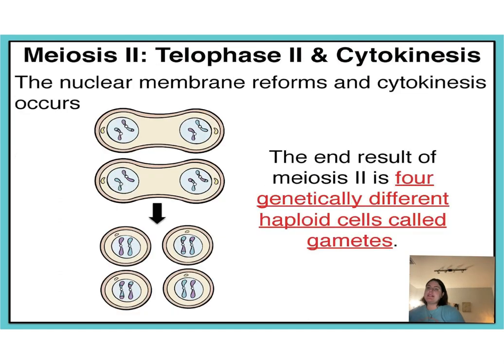And telophase two and cytokinesis, the nuclear membrane still reforms in telophase two, and then cytokinesis occurs. The end result of meiosis two is four genetically different haploid cells called gametes. We have four different cells. They all have different genes. They're all mixed up because of crossing over. The cells are haploid, but we call them gametes at the end of meiosis.